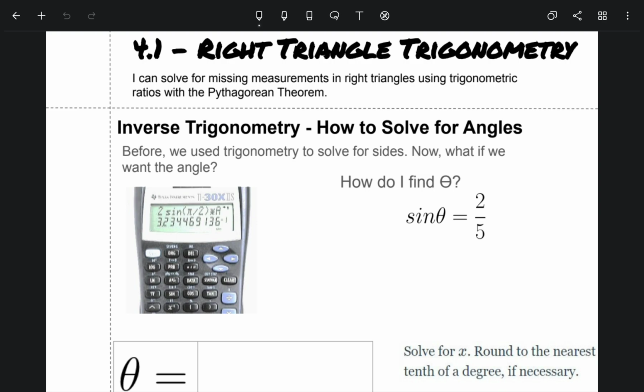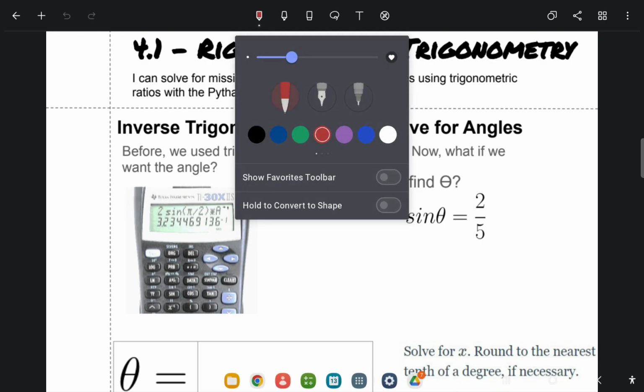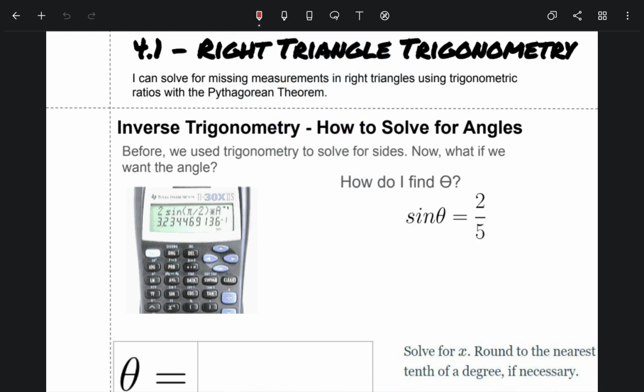So before we used trigonometry to solve for sides, now what do we do if we want the angle? So we have to do the opposites. So remember, if we want to cancel something out, we have to do the opposite action or the inverse action. So what is the opposite?